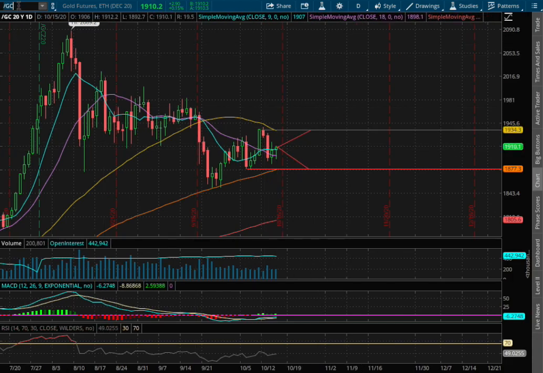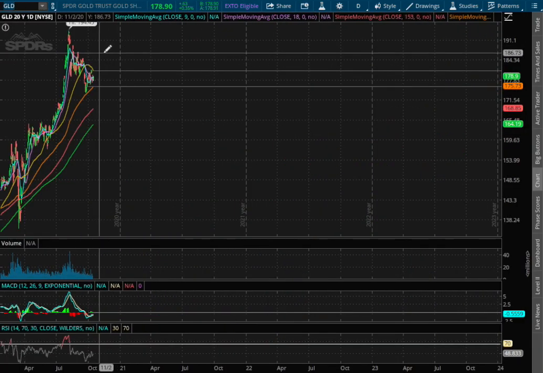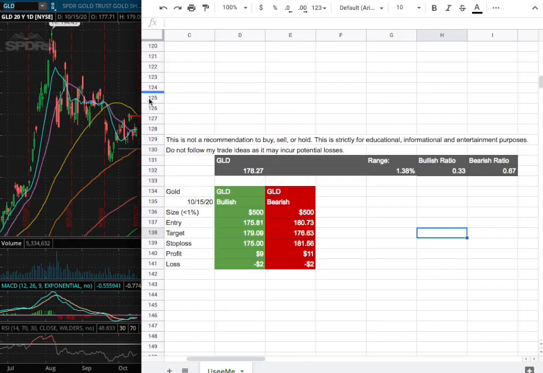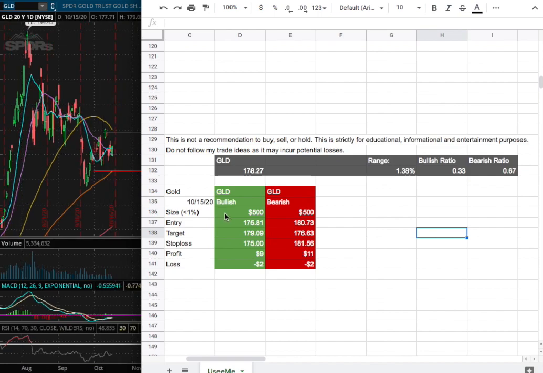So for the trade idea of the week, I'll be trading GLD, and for the position size, it will be less than 1% of my portfolio. My long entry will be at $175.81, and that coincides with the 100-day moving average, this orange line. As for my sell target, that will be $179.90, and my stop loss will be $175.